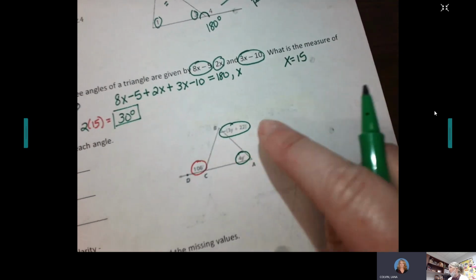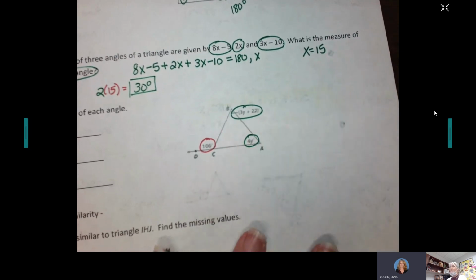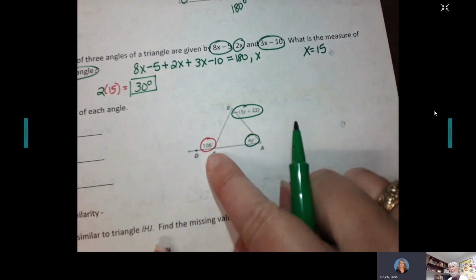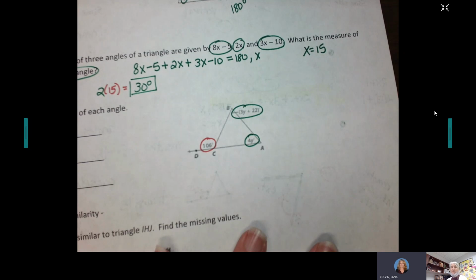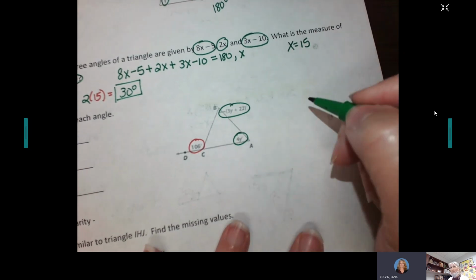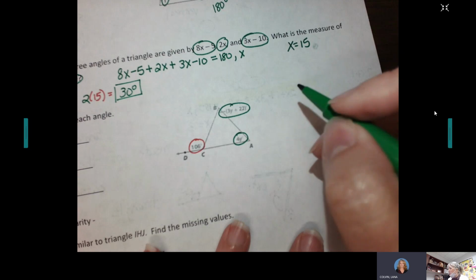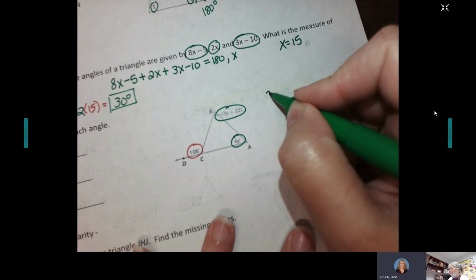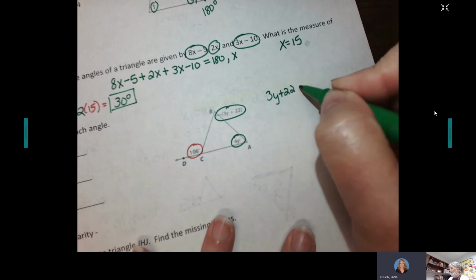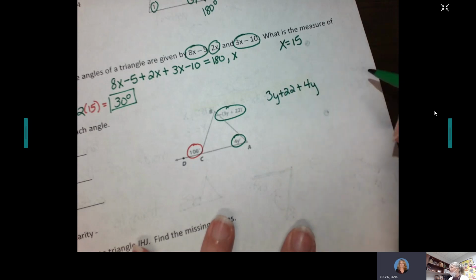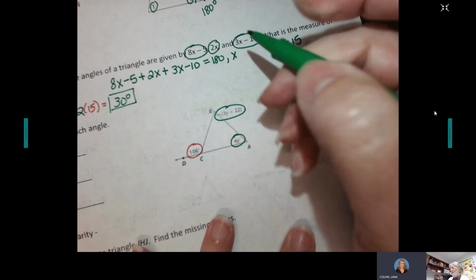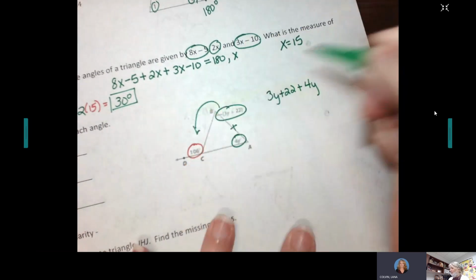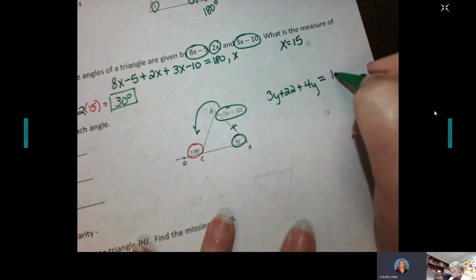All right, how do I set this up? We're going to use menu 3-1, but how do I set it up? I've got two interiors and one exterior. How do I do it? It's 3y plus 22. Okay, one. These two angles have to equal the exterior. It has to equal 106.